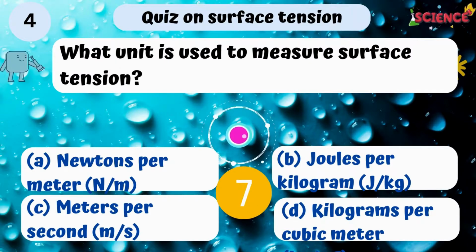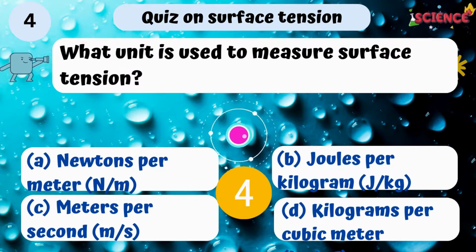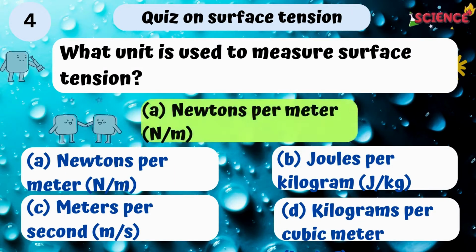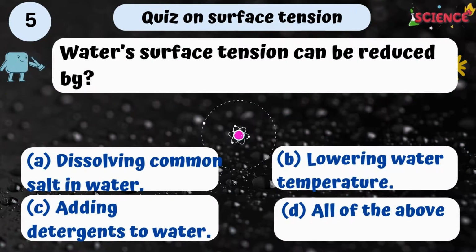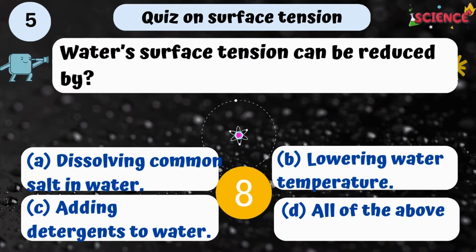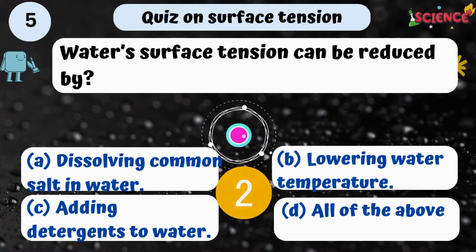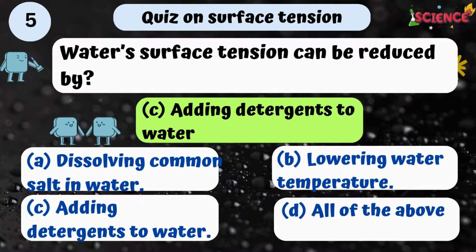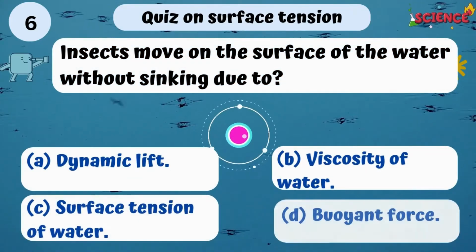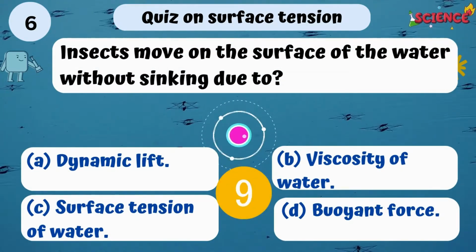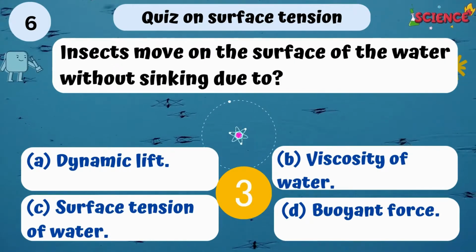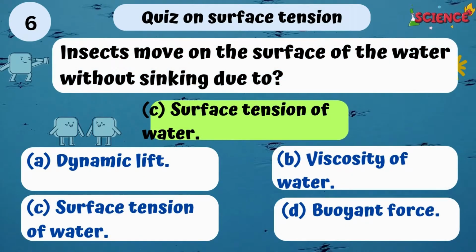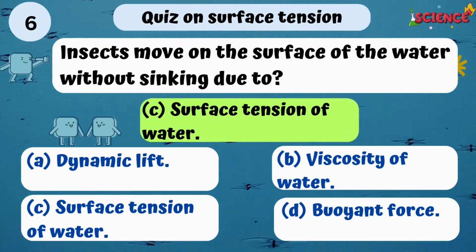What unit is used to measure surface tension? A. Newtons per meter. Water's surface tension can be reduced by C. Adding detergents to water. Insects move on the surface of the water without sinking due to C. Surface tension of water.